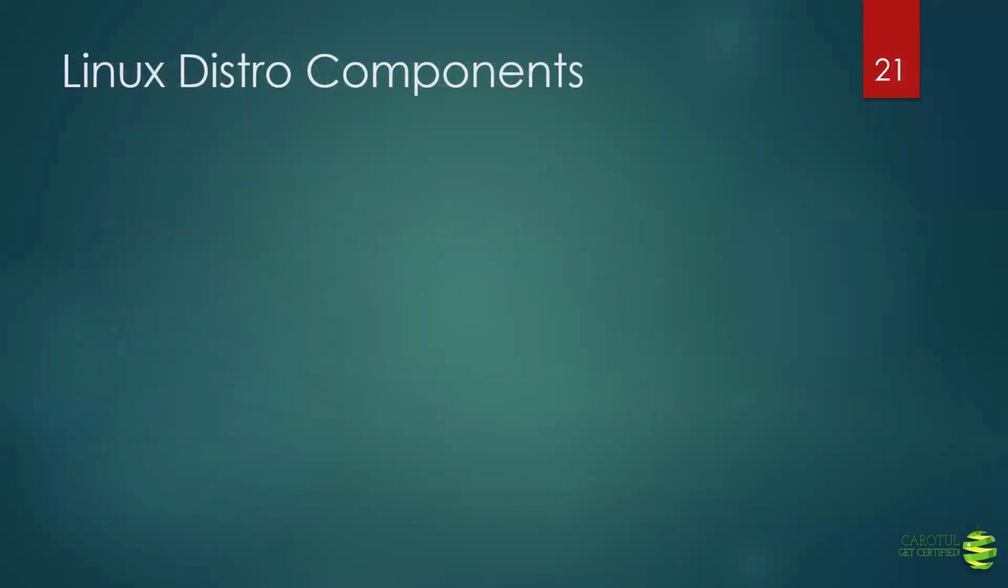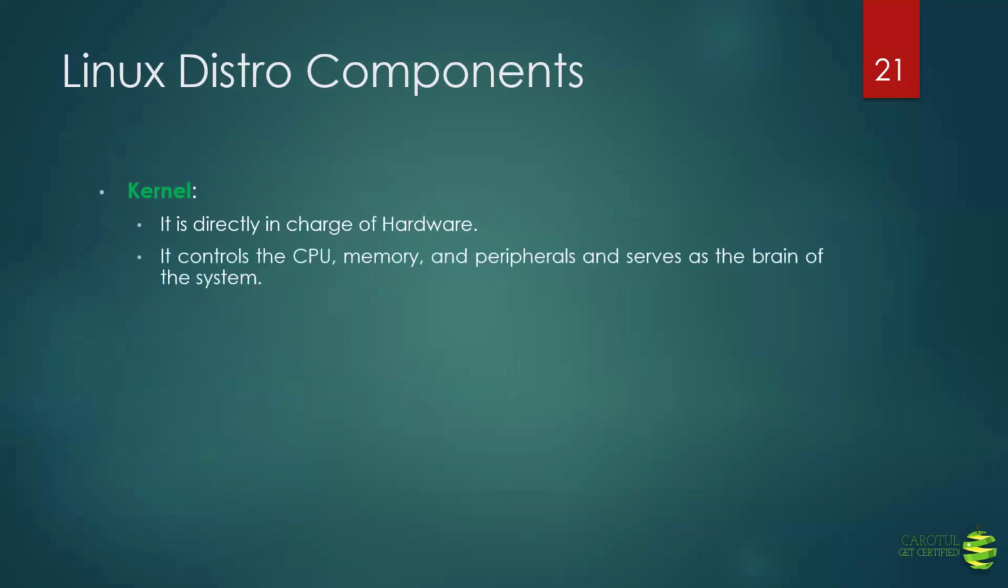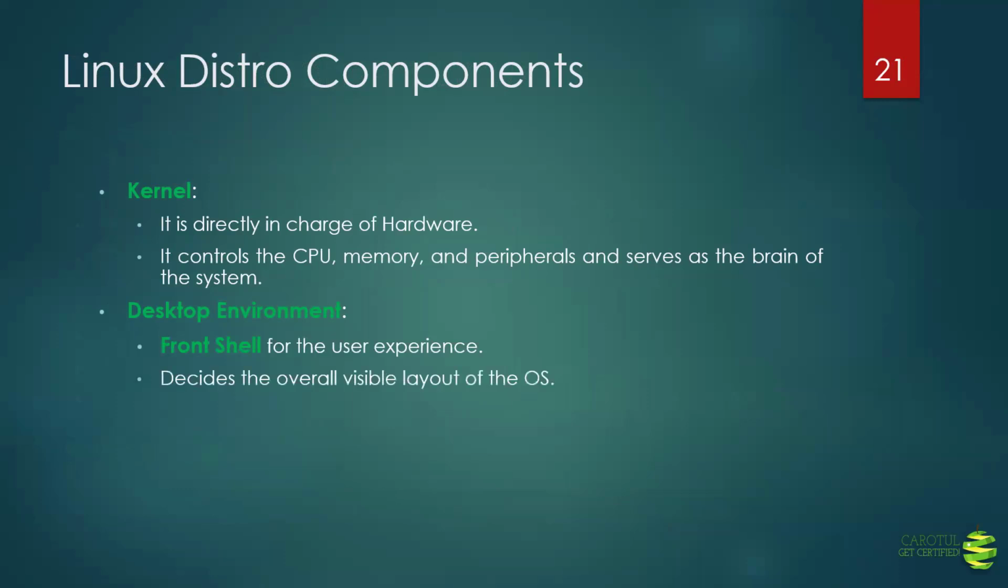All right. So next, when we talk about a particular distribution, what are the different components? This is something we already discussed. There is a kernel, which is directly in charge of the hardware and controls all the important hardware in the system. And then you have the DE, or desktop environment. The desktop environment is the front shell for the user experience, and it decides the overall visible layout of your operating system. So that's your GUI basically. Examples are GNOME, Cinnamon, MATE, Pantheon, Enlightenment, KDE, or XFCE. These are only some examples. Again, there could be so many different desktop environments depending on what exactly you like.